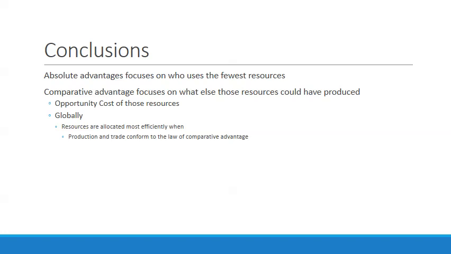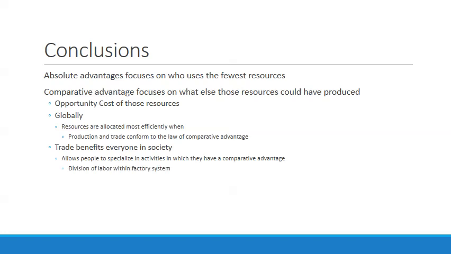So from a global perspective, resources are allocated most efficiently when production and trade conform to the law of comparative advantage. So trade benefits everyone in society because it allows people to specialize in activities in which they have a comparative advantage and create a division of labor within a factory system, thus allowing factories to produce in the most efficient way the most amount of goods.